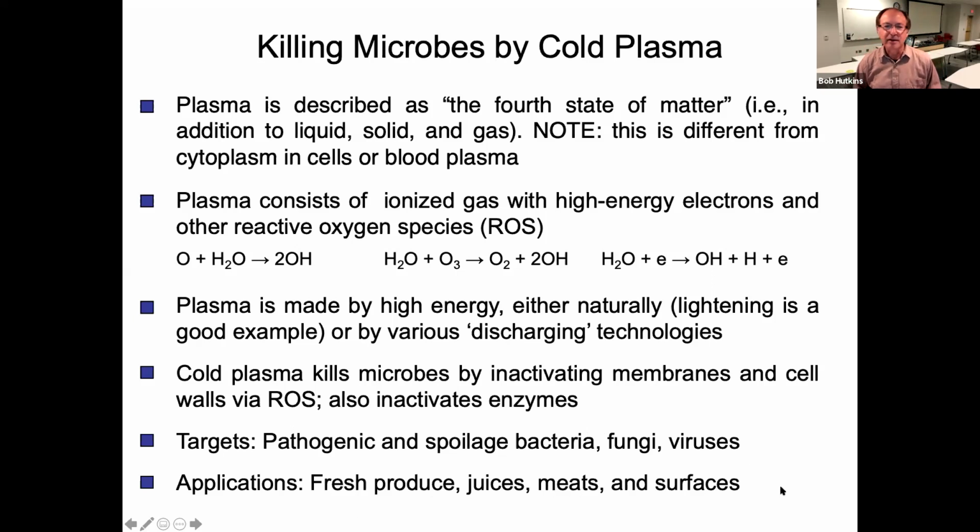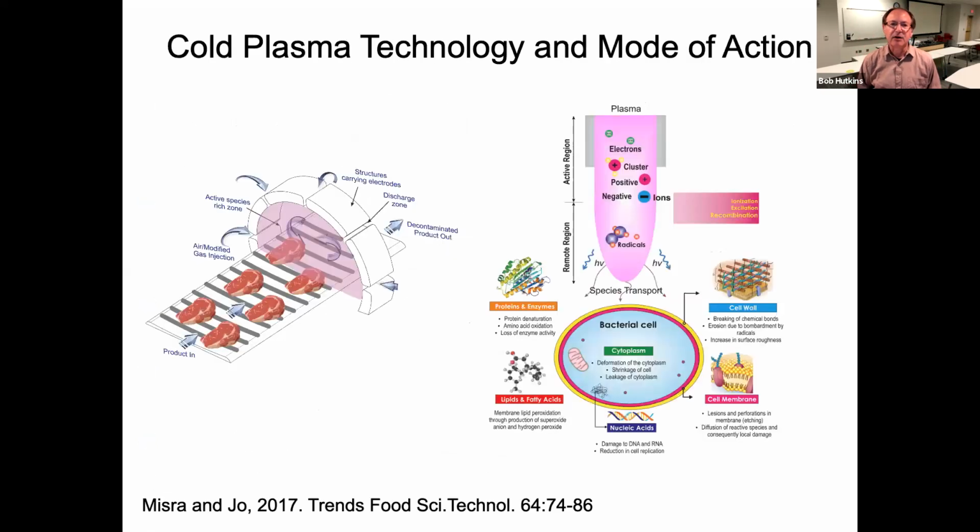And has anybody heard of cold plasma more recently? In what context? It's being used as a surface decontamination for coronavirus. So kind of interesting. All right.